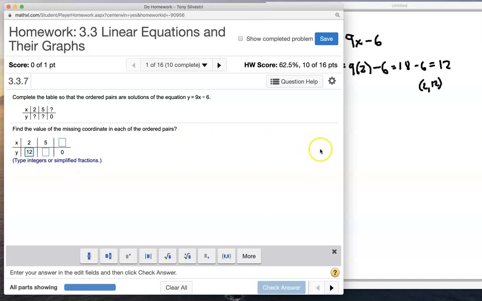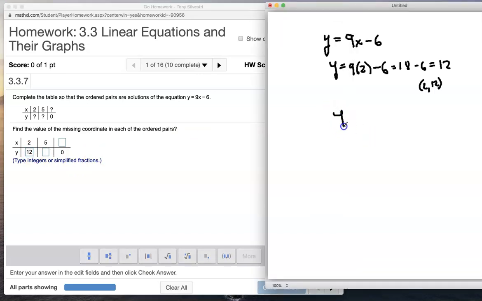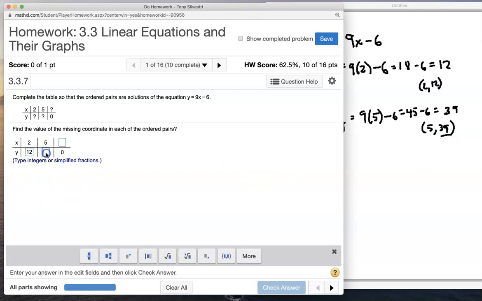So let's do that. And then for the 5, x is 5, so everywhere you see an x, I put a 5. Minus 6 is 4. Okay. Do your order of operations. 9 times 5 is 45, minus 6 is 39. And so the point would be (5, 39). Let's put a 39 over there.